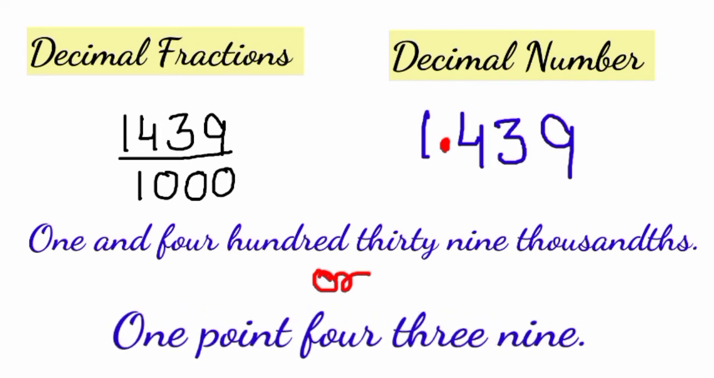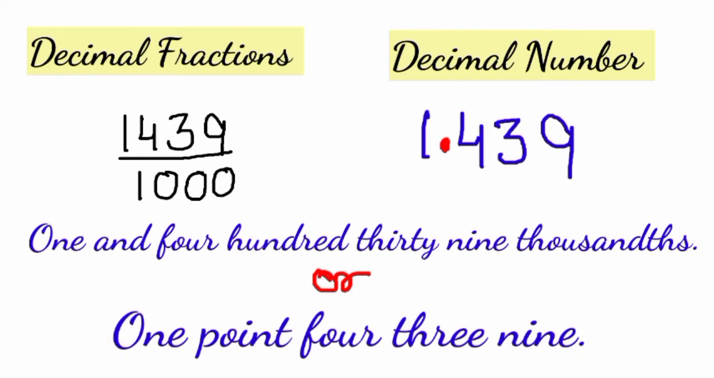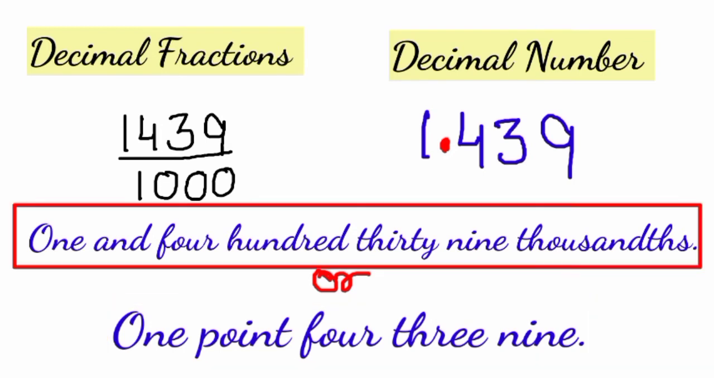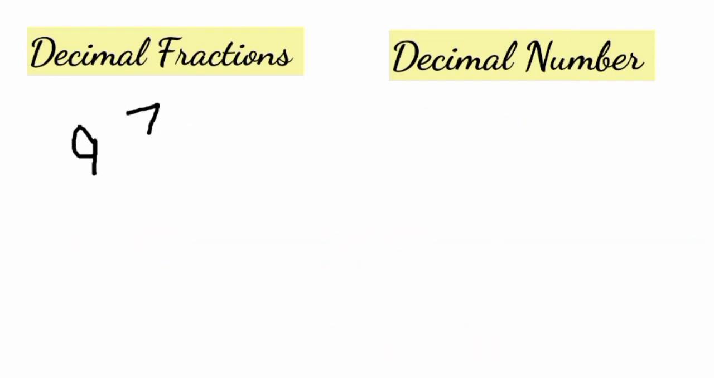And you can write 1.439. आपके पास 2 मेथड हैं इसको डेसिमल नंबर को लिखने के लिए. एक तो आप क्या लिख सकते हैं 1.439, डेसिमल के बाद सिंगल डिजिट रीड कर दो, या फिर कैसे लिख सकते हैं 1 and 439 thousands. Clear? Next is 9 whole 7 upon 100.